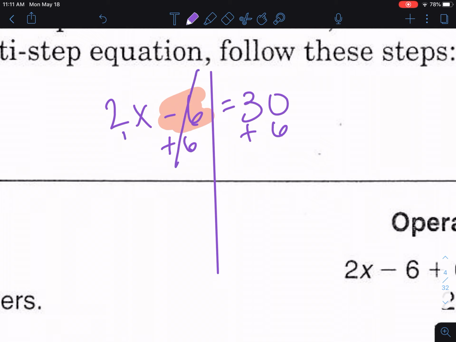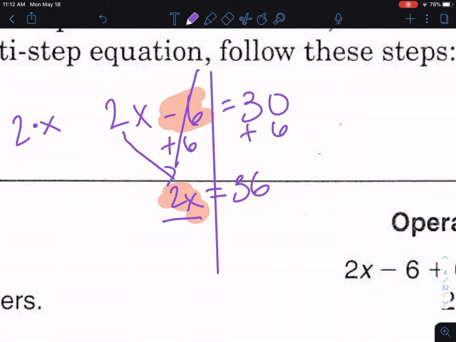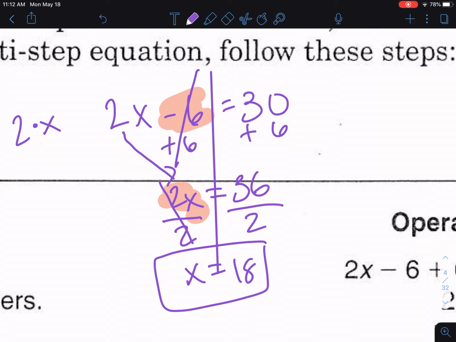So these are going to cancel out. I'm going to bring my 2x down and my equal. So now we have 30 plus 6, which is 36. Okay, so now I have 2x, which is the same, remember, as 2 times x. So 2 times x, opposite of multiplying, is dividing. I'm going to divide 2 to both sides. So the 2 on the left there is going to cancel out, and I'm going to have x equals, now 36 divided by 2. Plug that into your calculator, and hopefully you get 18. X equals 18. So that's the two-step equation.